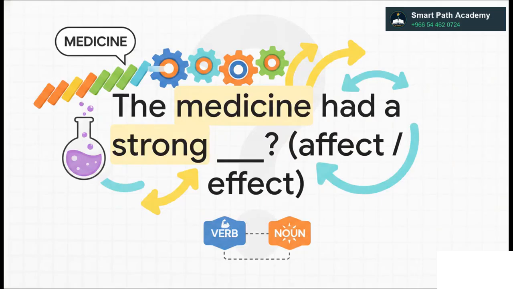Section 4, test your grammar knowledge. All right, it is quiz time. Question 1. The medicine had a strong blank. Now, I want you to really think about whether the medicine is doing an active verb action right here in this specific blank, or if we're talking about its final end result as a noun. Take a few seconds to lock in your answer.